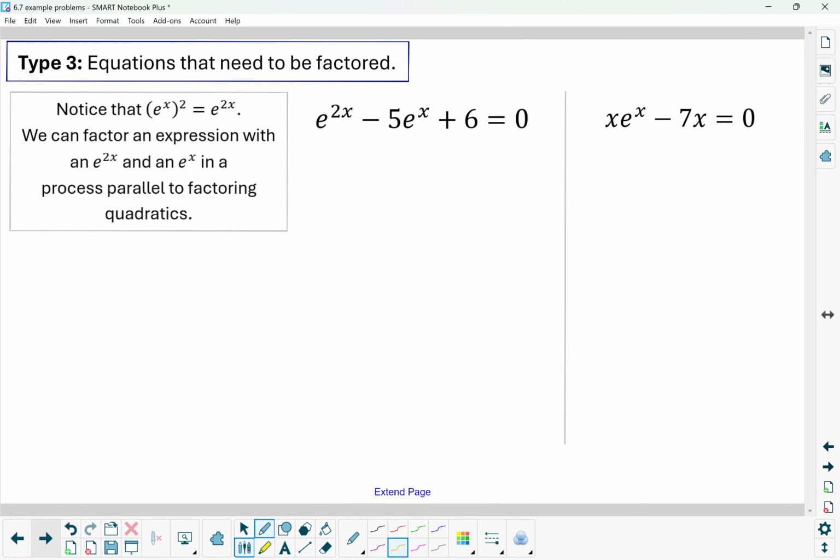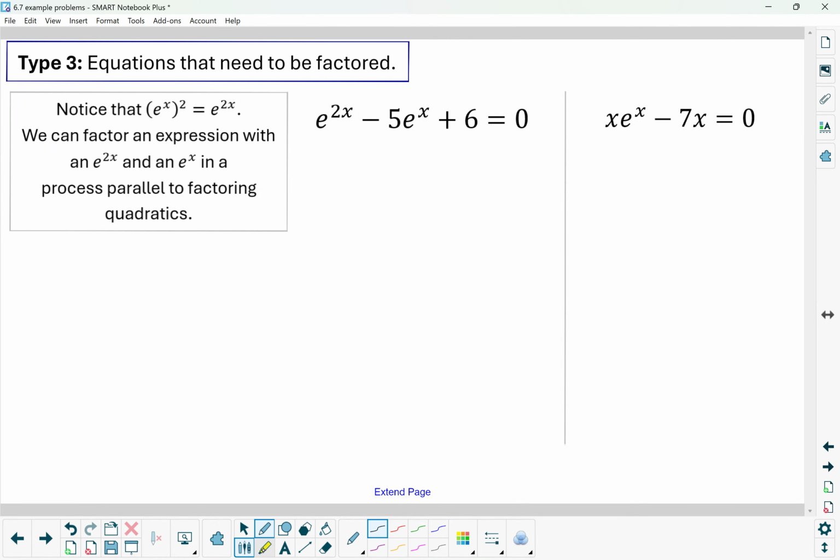Okay, our last type are equations that are exponential, but they're going to maybe need to be factored or otherwise worked on using some of our old techniques. And using our technique of using logs is going to be the last step. So we're going to do some things to isolate the exponential before we use the log. So this first type, e to the 2x power minus 5 e to the x plus 6 equals 0.